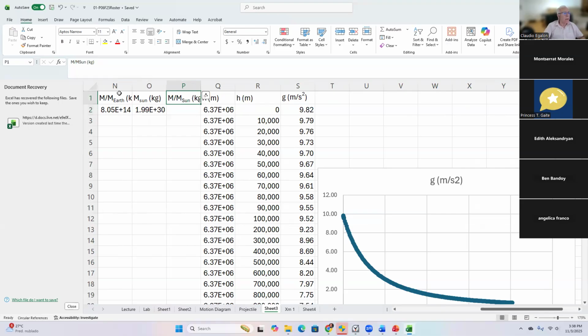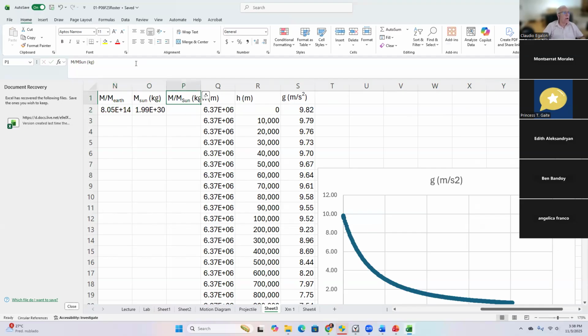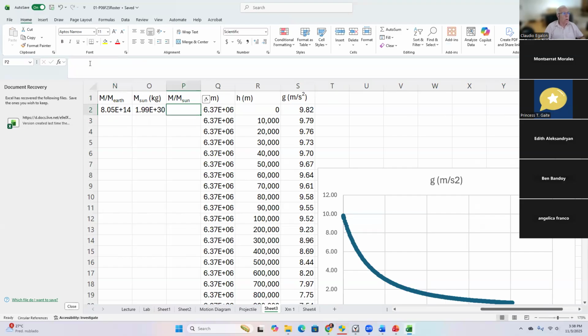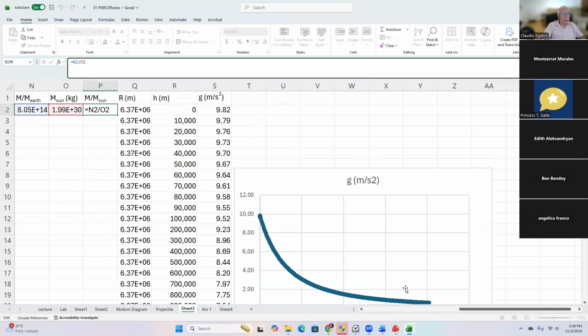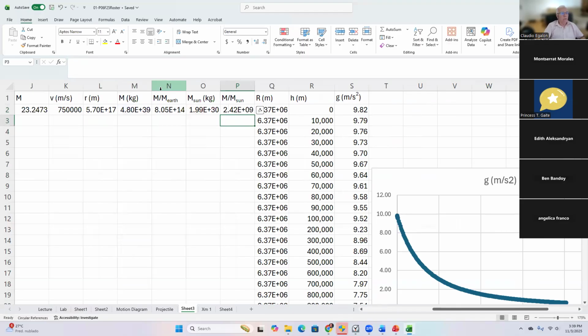Right, there is no unit here when you take the division between them. So let me take this out. Okay, here you go, this mass divided by this mass. What happened here? I divided by the wrong thing. Let me do that right. Here you go. The mass is this one here, 2.42 times 10 to the 9.